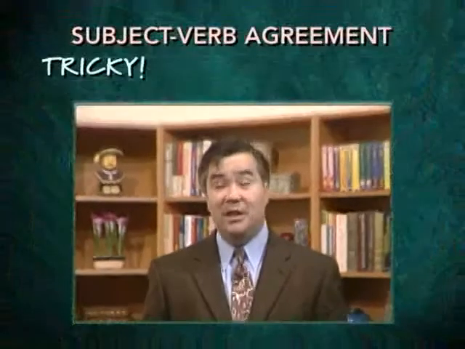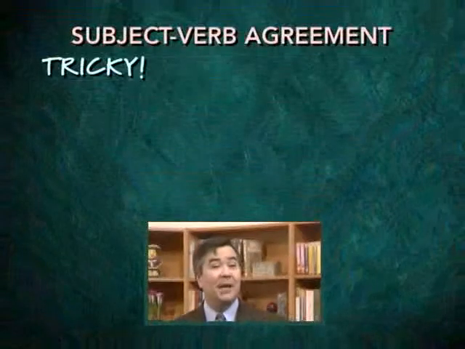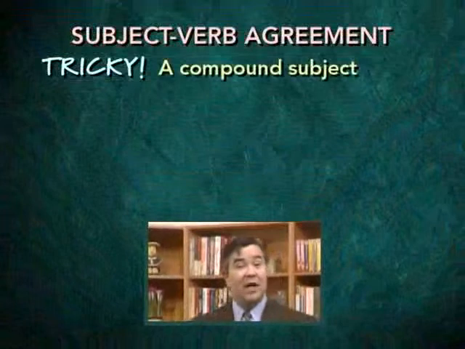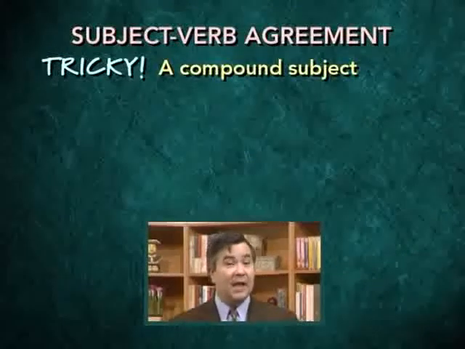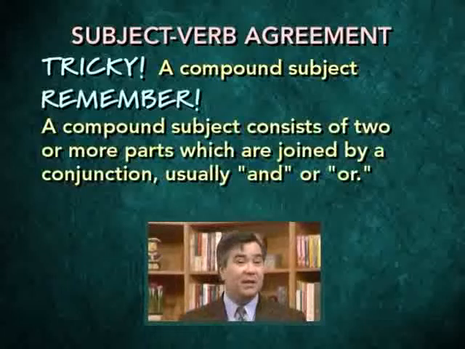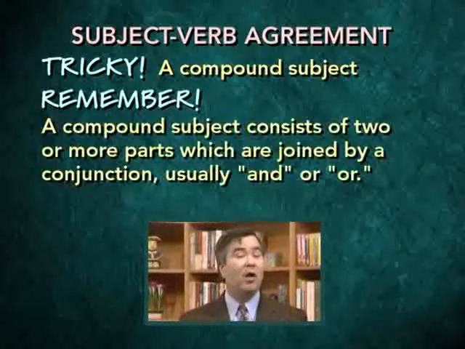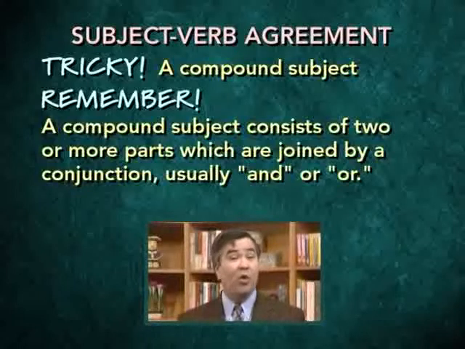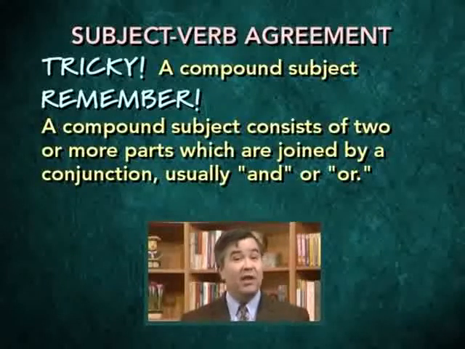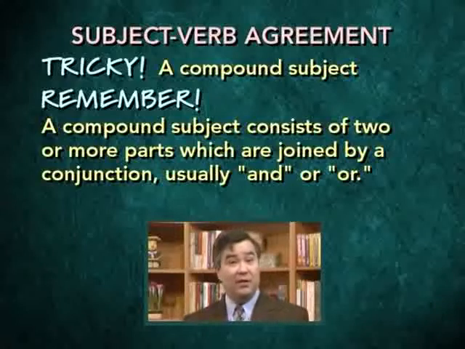Now, there are other kinds of sentences in which determining subject-verb agreement can be a little bit tricky. And in this lesson, we're going to look at some of these other types of tricky sentence structures which make subject-verb agreement a little bit difficult. One tricky type of sentence for subject-verb agreement involves a compound subject. Now, as you may recall, a compound subject consists of 2 or more parts which are joined by a conjunction, usually and or. And taken together, these parts make up the subject of the verb.